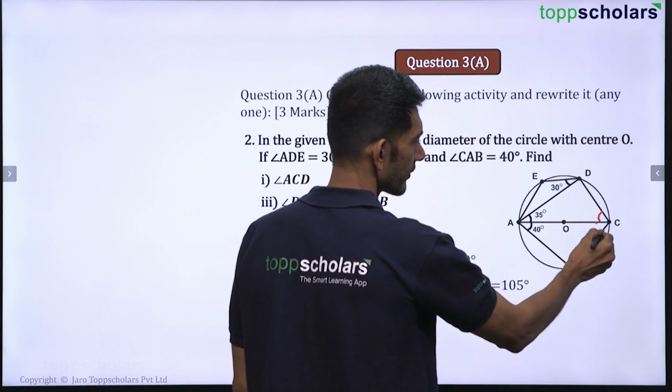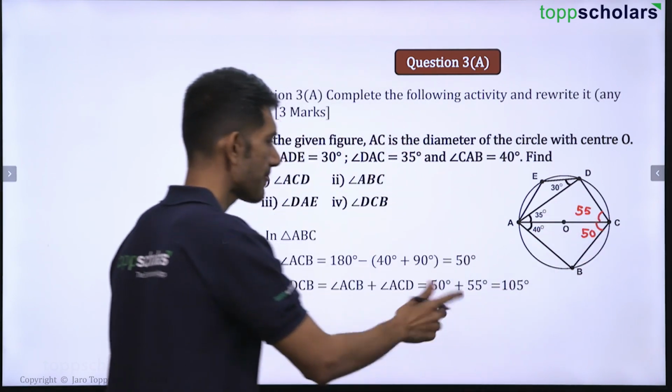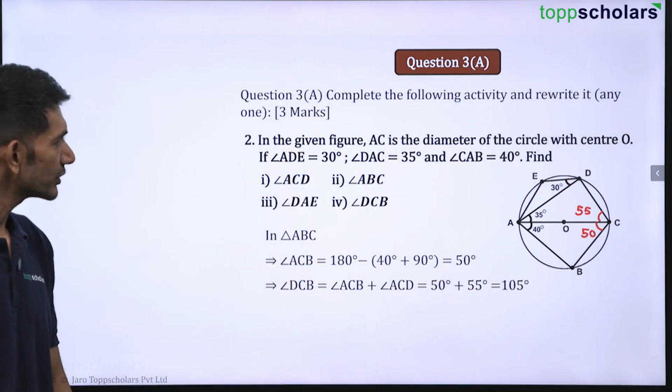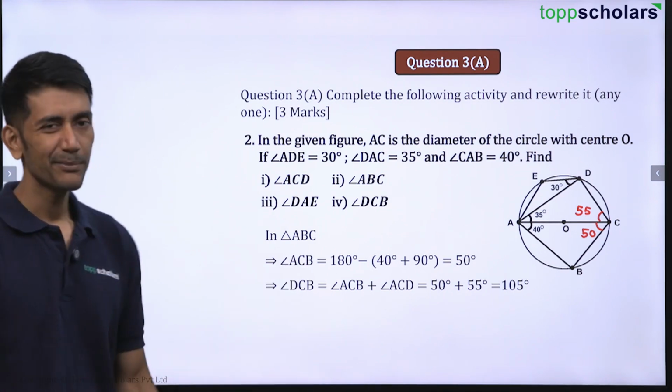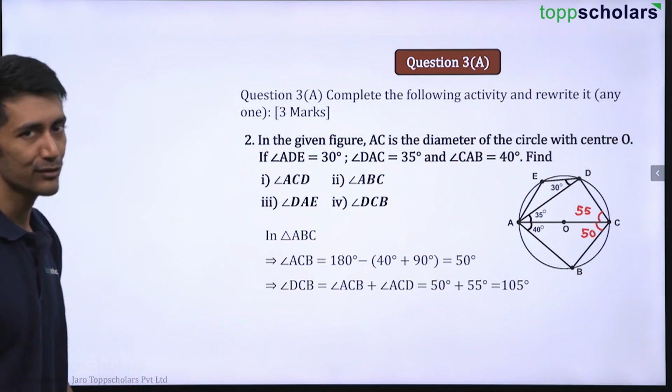This angle is 50 and this angle is 55. That gave you the total of 105 degrees. So I hope you have understood this question. Very simple, very easy, straightforward. 90% of things were already given. You just had to fill the boxes, provided you know the concepts well.